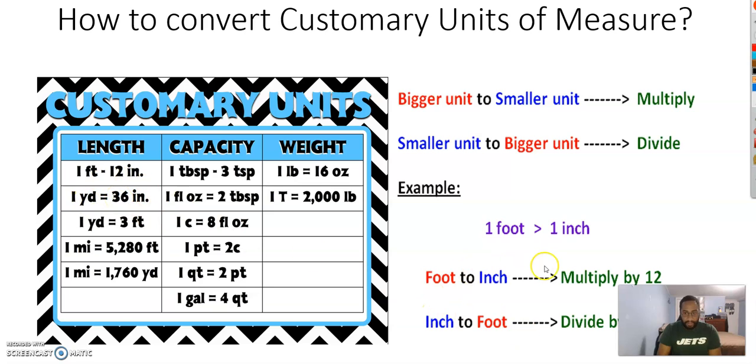All right. So follow this rule whenever you're converting units of measure. All right. Bigger unit to smaller unit, we multiply. Smaller unit to bigger unit, we divide. Are you ready to solve a problem, boys and girls? Yes.